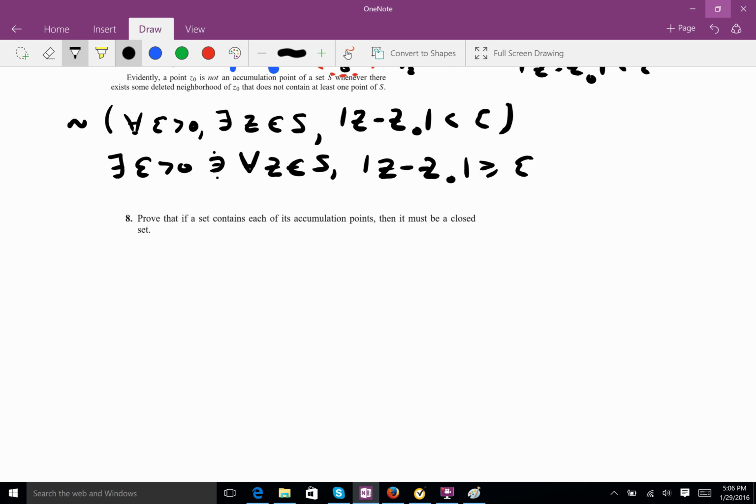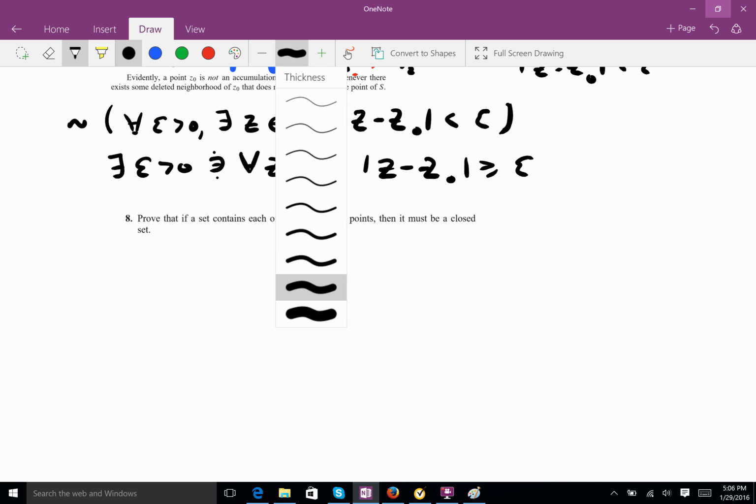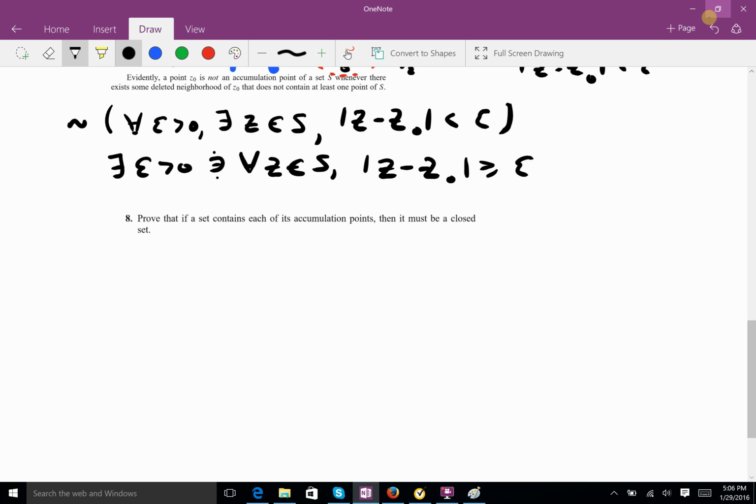Okay? So let's go ahead and look at the problems now. So the first problem says, prove that if a set contains each of its accumulation points, then it must be a closed set. So we're going to start off with some set S. Let S be a set, a subset of C, the complex plane, such that S contains all of its accumulation points.